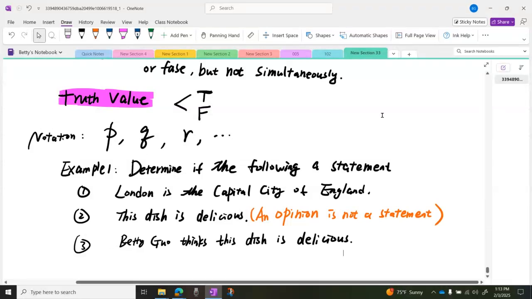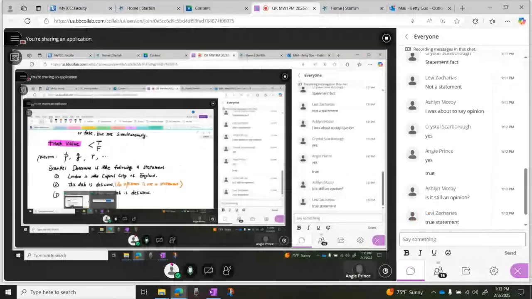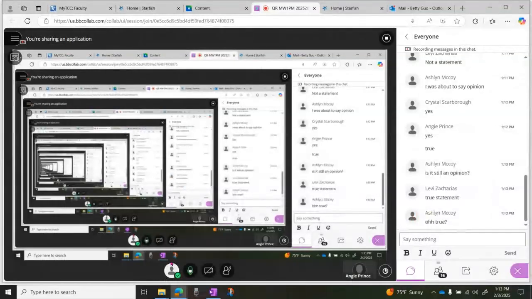What do you think about this sentence? A statement or not statement? Is this also an opinion? For a specific person and a specific dish, either the person thinks it's delicious or not delicious, right? Even you guys don't know if I really like this dish, but it's either true or false, not simultaneously. Yeah, it is a statement, but it's not necessarily a true statement.